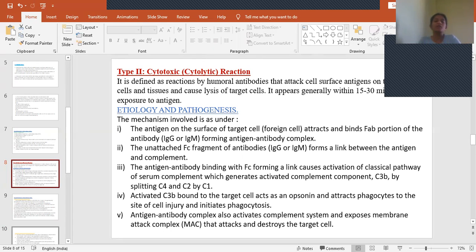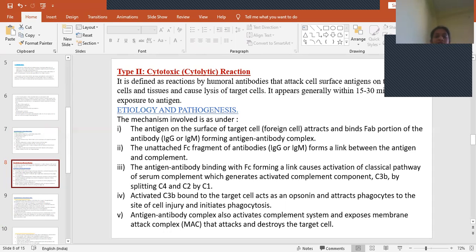Then coming to etiology and pathogenesis, whatever the target cell or the foreign cell, it will be having an antigen, right? That will bind to the FAB portion of the antibody, like IgG or IgM antibodies, which are present on our host cells. So this foreign cell which is having the antigen binds with the help of the FAB portion to the antibody, that is IgG or IgM antibody. Once this antigen binds to this antibody, it forms an antigen antibody complex.